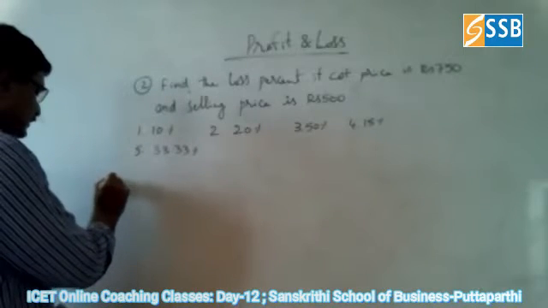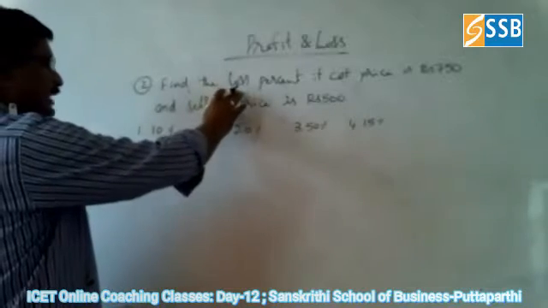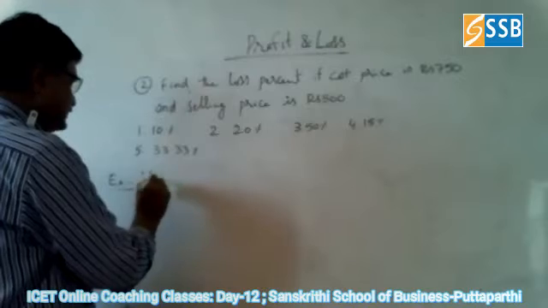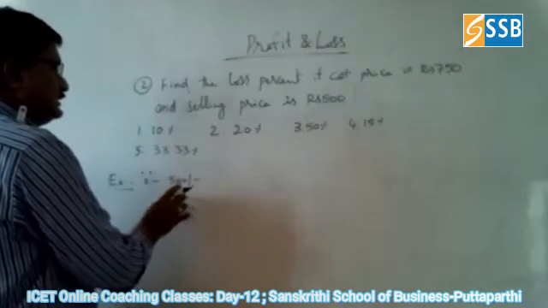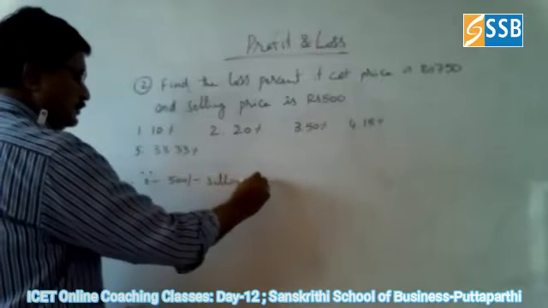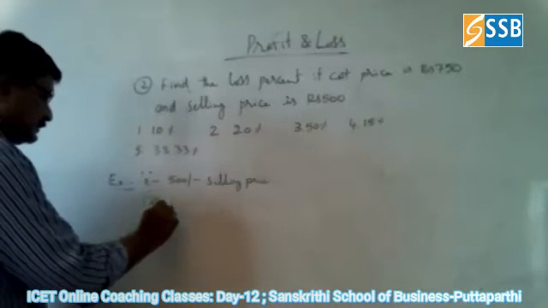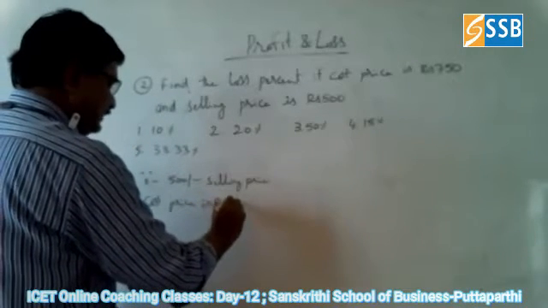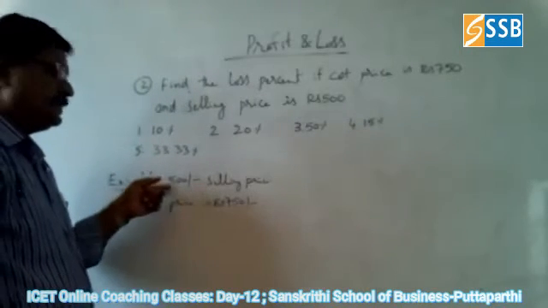Here we quoted one example simply. One fellow sold his item or product, X product, for 500 rupees. This is called the selling price, which he sold. Actually the cost price is rupees 750. Cost price is 750, selling price is 500.